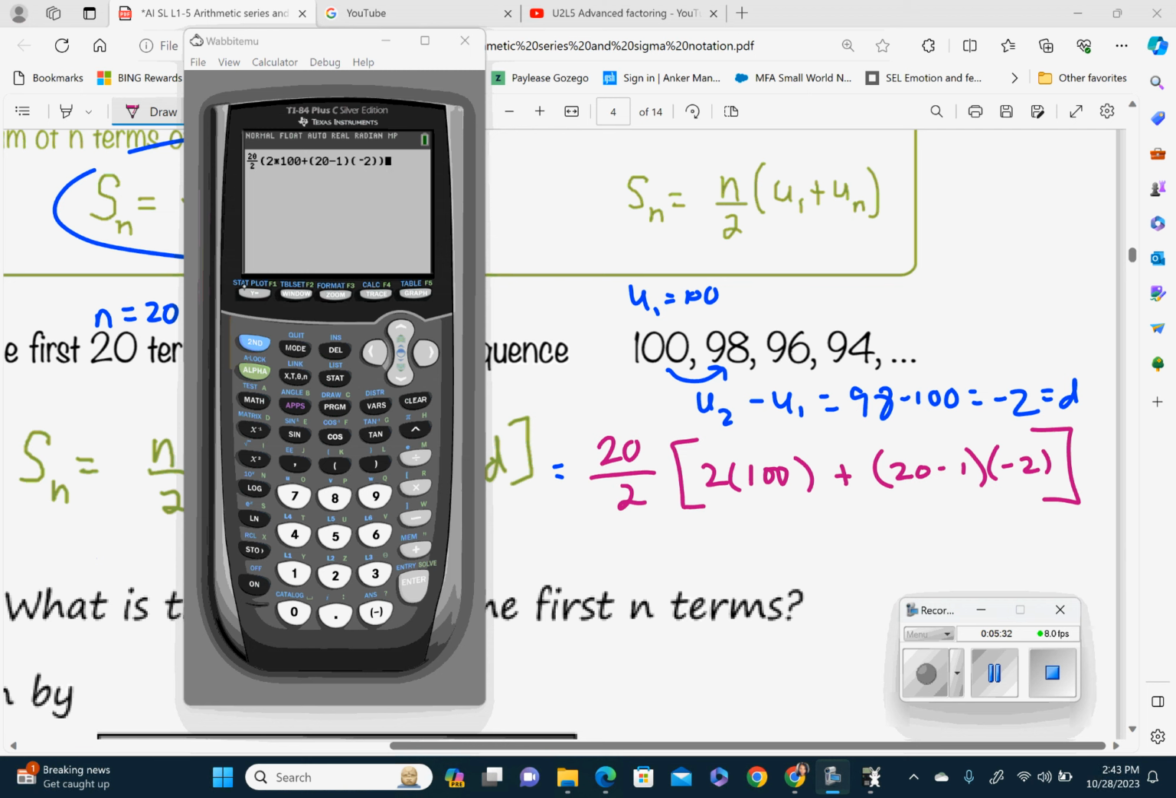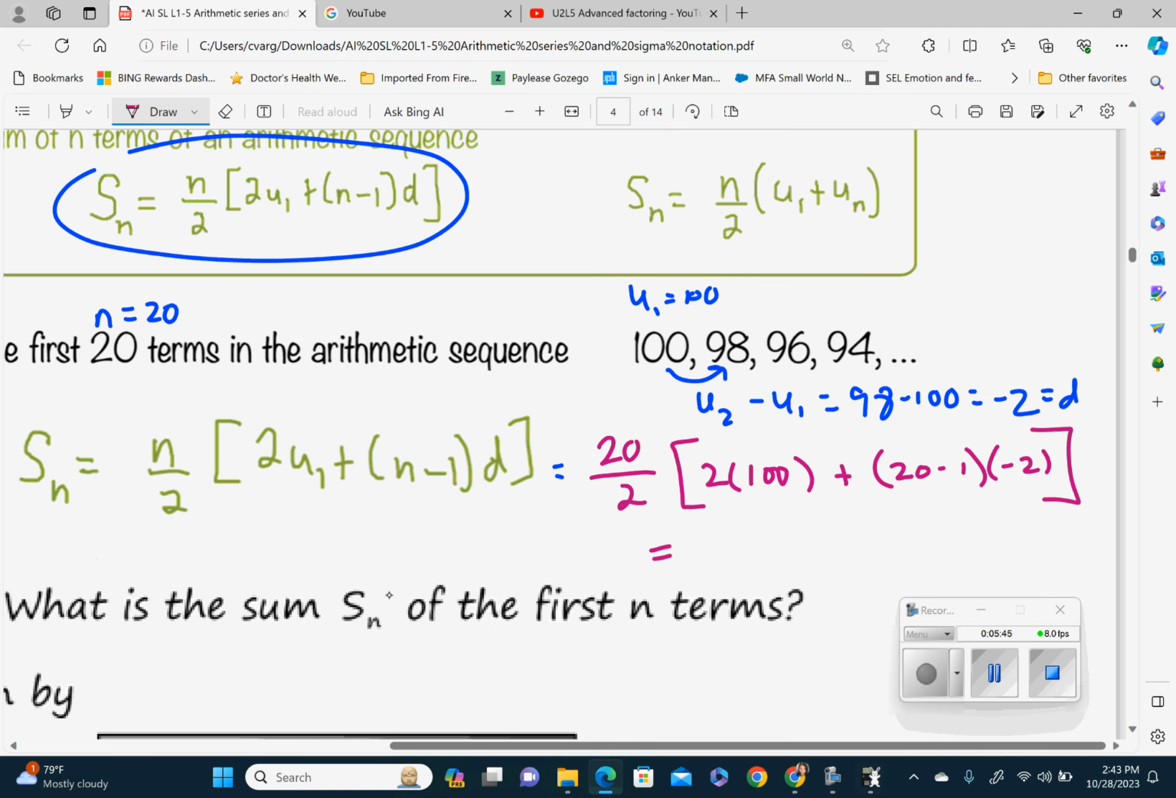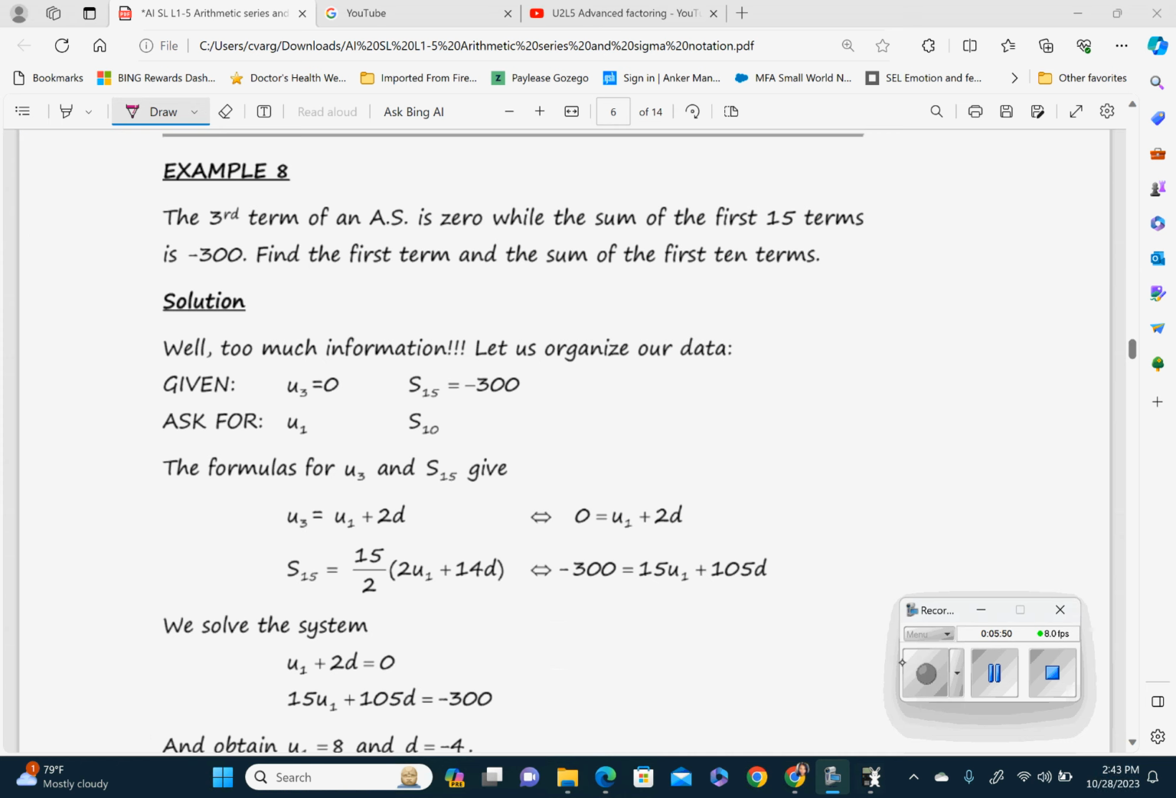Again, alpha y equals, right? You're literally just plugging this in. I did not plug in these brackets. I guess I could have, but I just used parentheses for it, and you're just going to hit enter and you get 1620. Okay, so 1620 is going to be the answer for our question.